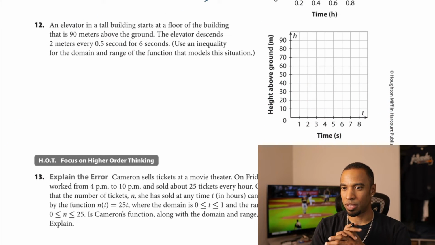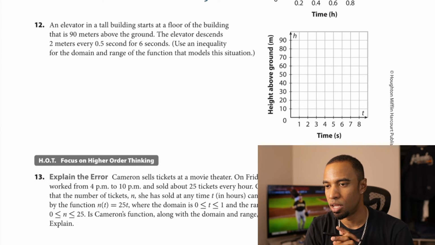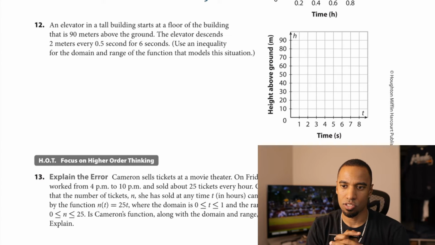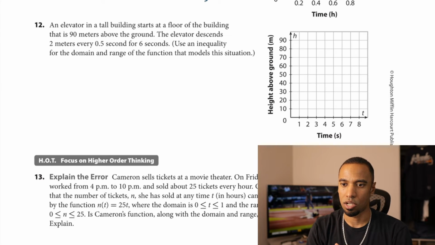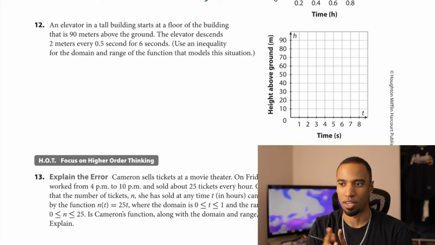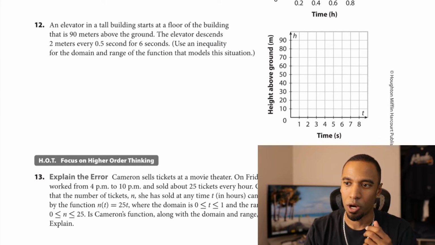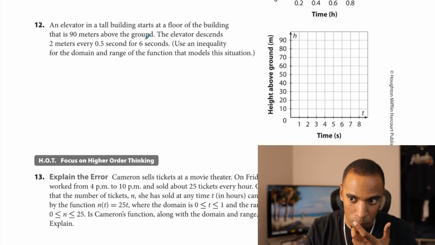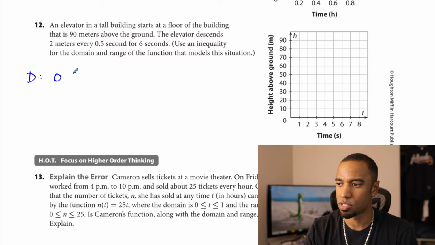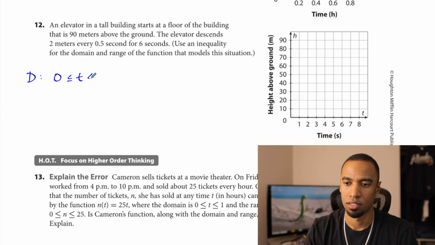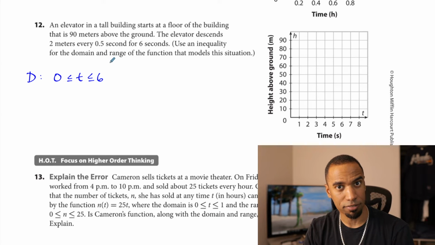An elevator in a tall building starts at a floor of the building that is 90 meters above the ground. The elevator descends 2 meters every half a second for 6 total seconds. Use an inequality for the domain and range of the function. This is what I tend to call set notation to my kiddos, just use an inequality. For the domain, it lasts for 6 seconds here, so we go from 0 to 6 on t. Now I want to draw this graph to figure out where it ends up first.